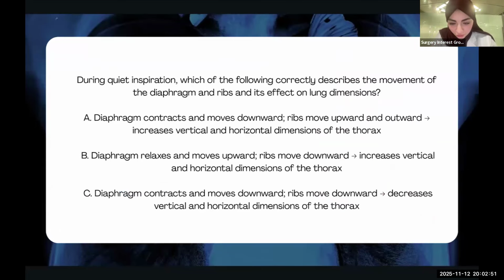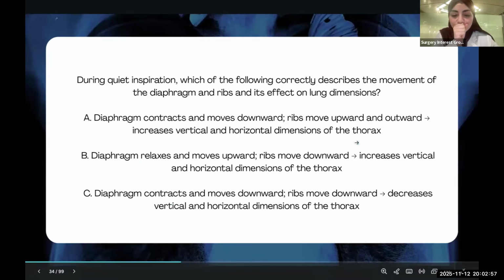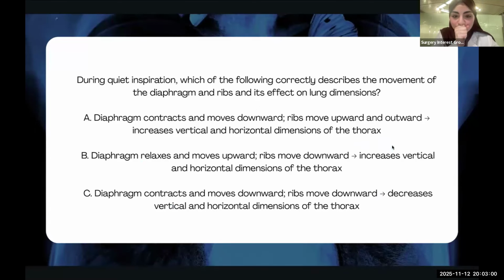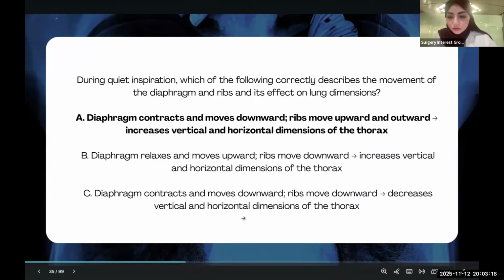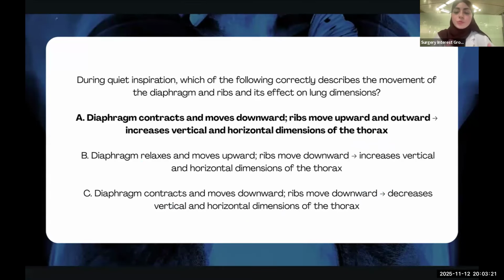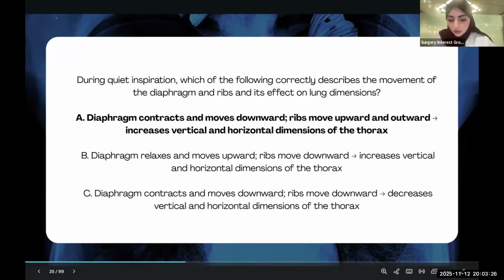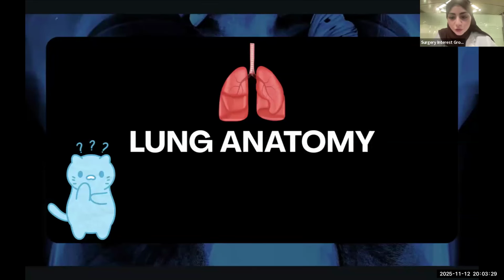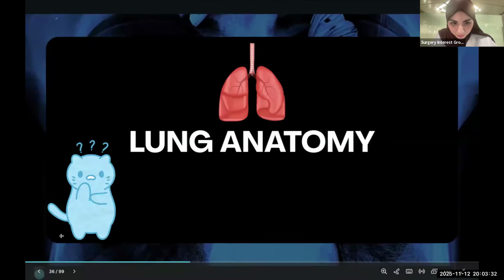That's my last question, and we're going to be done with the first lecture. A. Okay. Any other answers? Everyone agrees it's A? The diaphragm will contract, it will push the abdominal contents down, the ribs will move up and out, and increase the vertical and horizontal dimension of the thorax. That's it for the first lecture, and now you're going to learn more about lung anatomy with Ashaz.